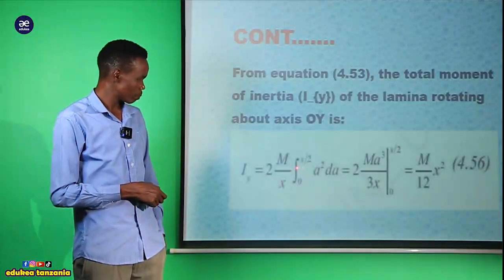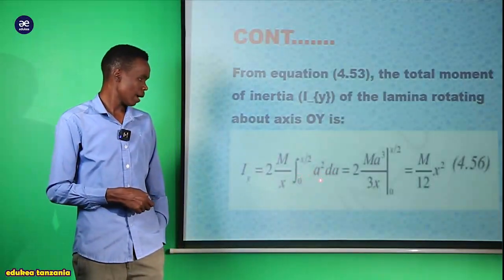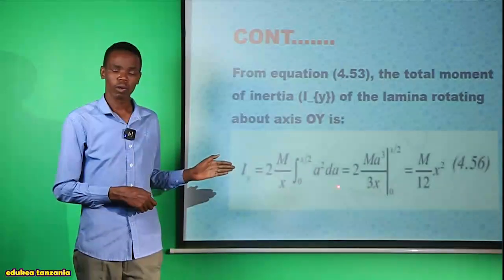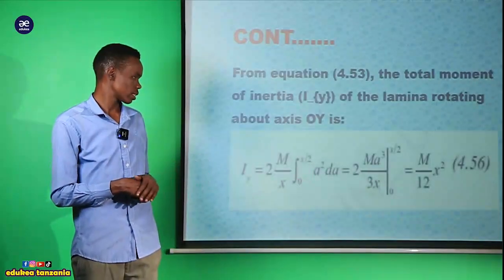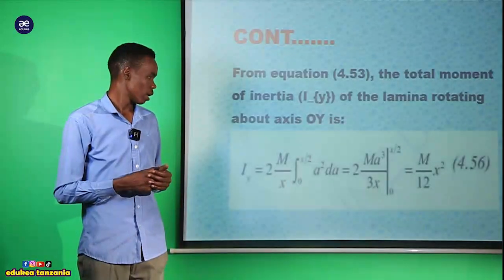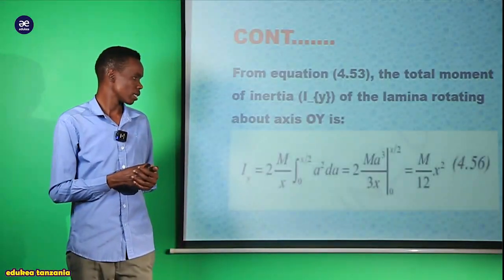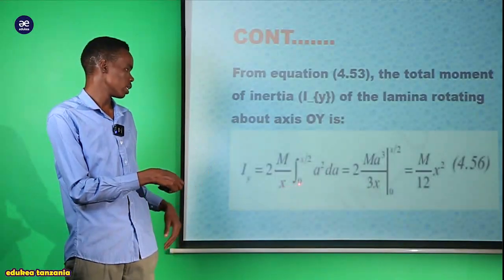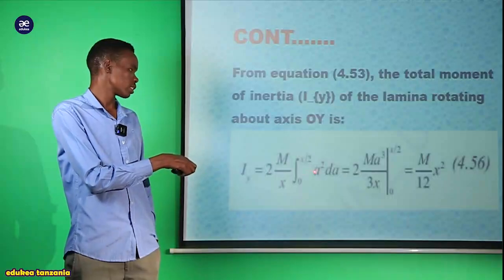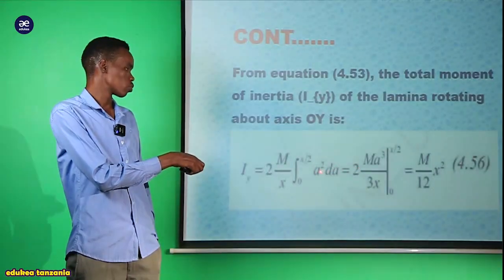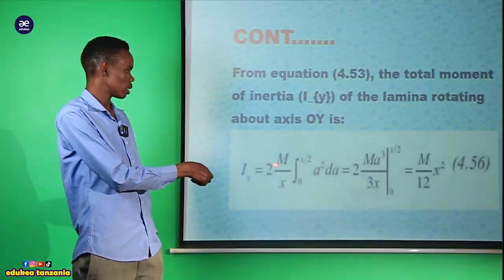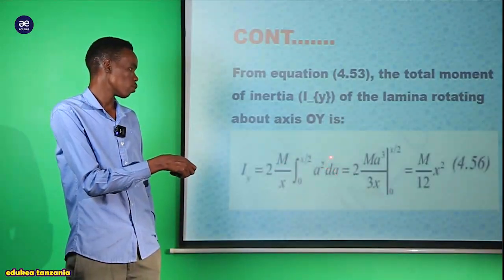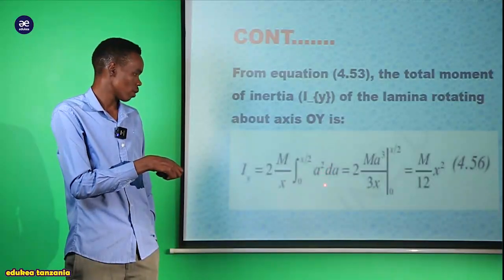But we know that, my dear students, from our figure, x should remain constant. Now we are going to integrate. Let us factor out a square here, and after factoring out a square, what remains inside is 1 over x.